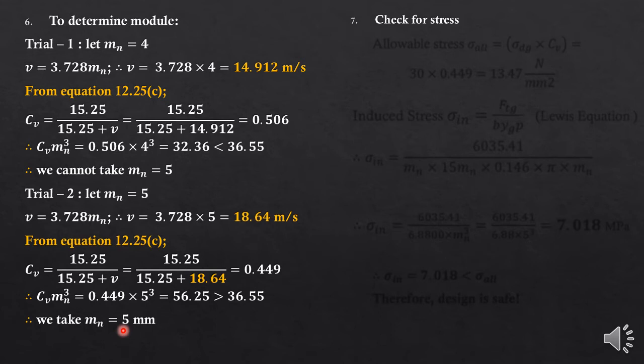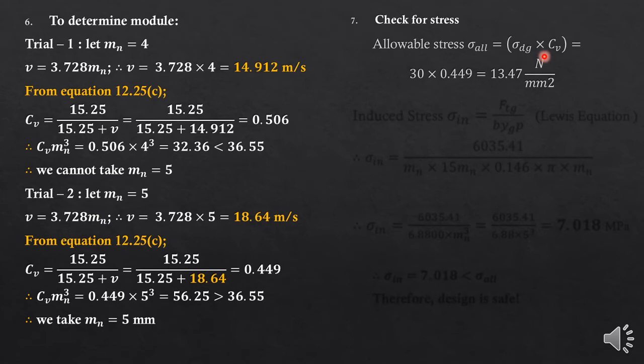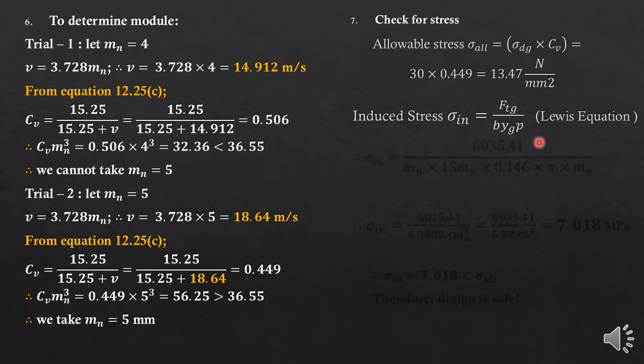Again, similar to spur gears, we will calculate allowable stress. Allowable stress we know is static stress multiplied by velocity factor, which we get as 13.47 Newton per millimeter square. Induced stress we know is the stress value from the Lewis equation, where we take tangential tooth load divided by B, form factor into pitch, the circular pitch value.